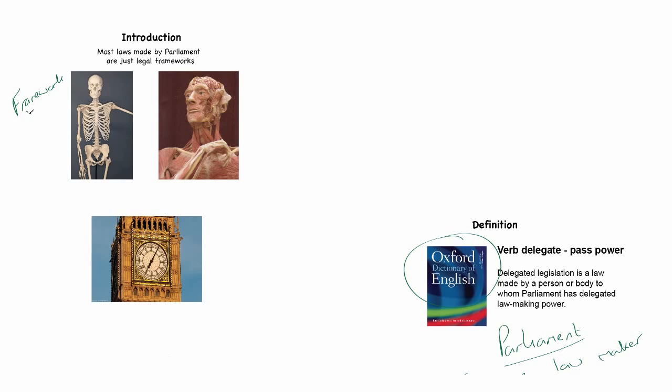and that framework could be a skeleton, this skeleton. They contain the sort of basis, the background to the law. What does Parliament want to achieve? What's missing from a great number of those laws is detail. And what happens in delegated legislation is the detail is put on by somebody other than Parliament.